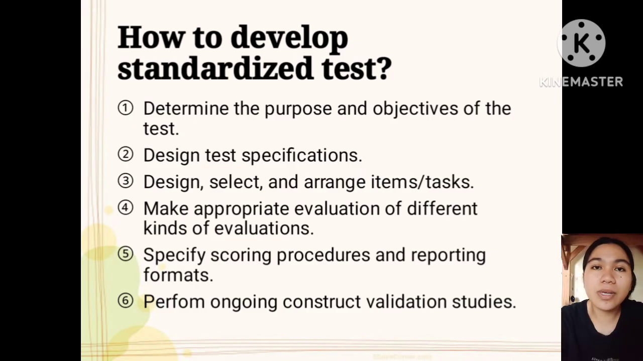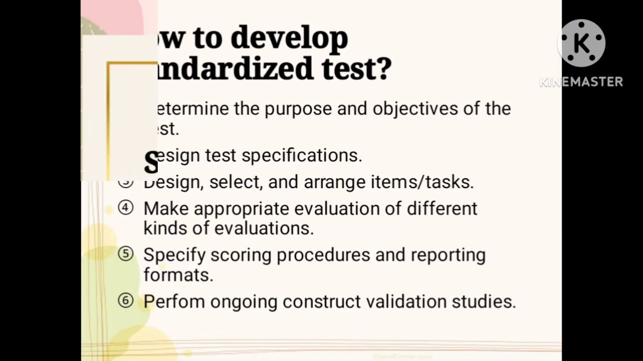So again, those are the steps in developing the standardized test. Number one, determine the purpose and objectives of the test. Number two, design test specifications. Number three, design, select, and arrange the items or tasks. Number four, make appropriate evaluation of different kinds of evaluations. Number five, specify scoring procedures and reporting formats. And last but not the least, number six, perform ongoing construct validation studies.